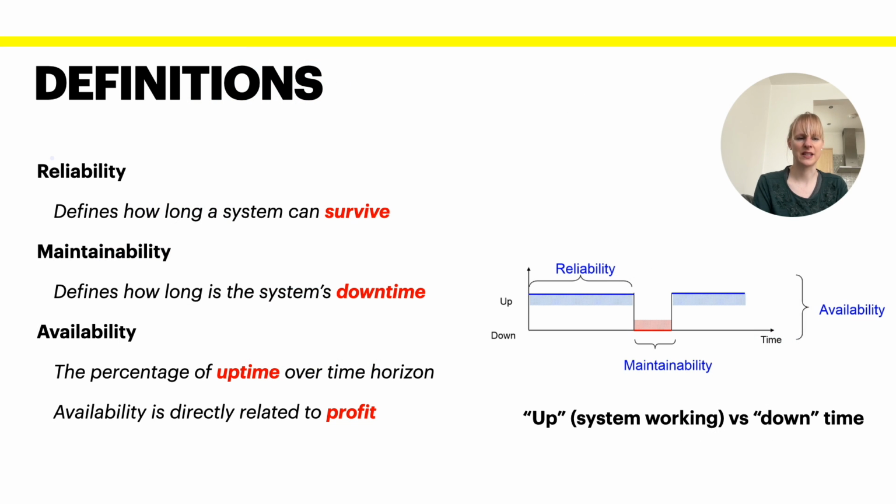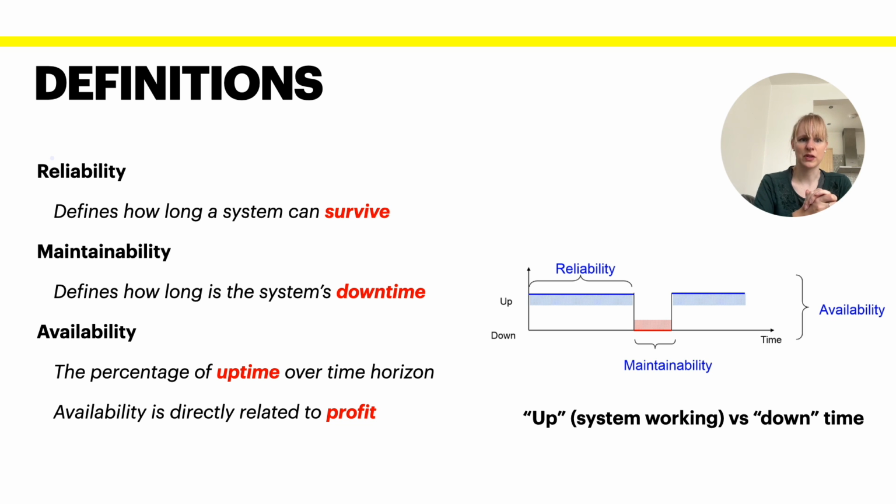Let's start off with some basic definitions. This diagram shows the uptime, where your equipment or process is working, versus the downtime, where whatever you're looking at is not available. Reliability is defined as how long a system can survive, from the entire uptime until you have downtime and it needs to be maintained. Maintainability is associated with how long the system's downtime is, where you are probably repairing the equipment until it goes back to the up state.